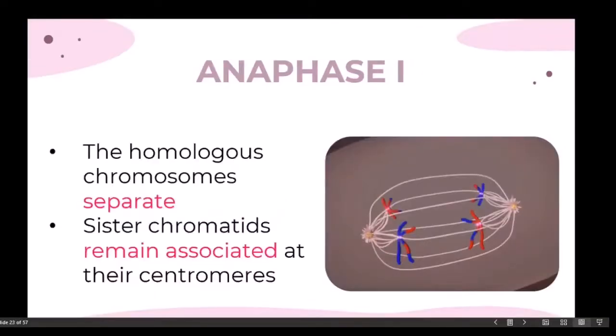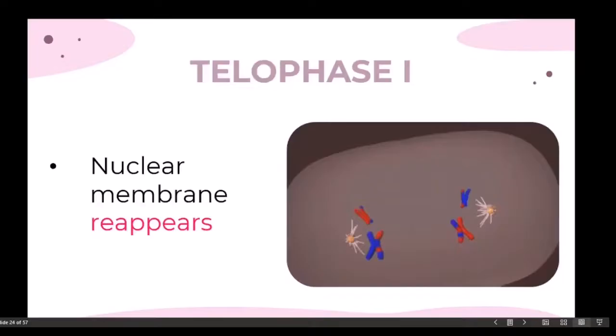In Anaphase I, the homologous chromosomes separate and are pulled toward the opposite poles by the spindle fibers. In the separation of the homologous chromosomes, notice that the sister chromatids remain associated with each other at their centromeres, unlike in mitosis. Lastly, in telophase, the nuclear membrane reappears or reforms. At the end of meiosis I, there are now two nuclei. Notice now that from 4 chromosomes in the earlier phases, we will now have 2 chromosomes per nucleus.